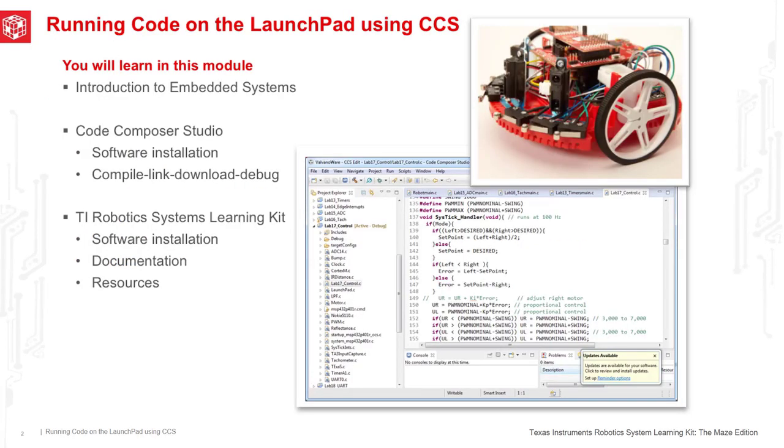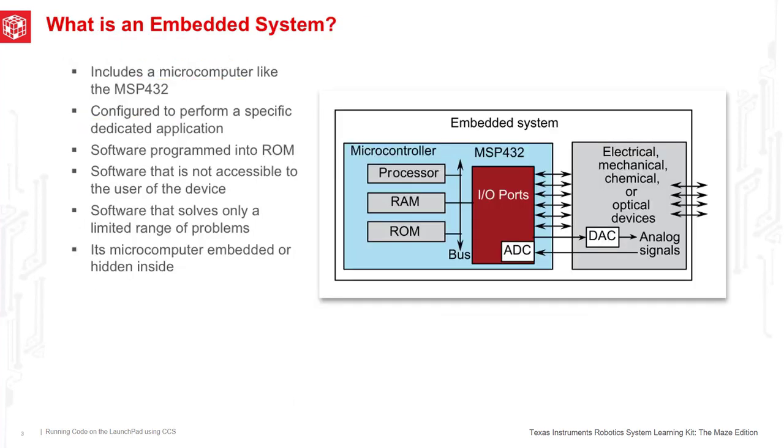So again, this is the Robot Systems Learning Kit, the Maze Edition, and in this first module, the objective will be for you to install Code Composer Studio and install the software associated with this class. Eventually, we're going to build up and get to a robot. In this particular PowerPoint, I'm just going to introduce embedded systems so you get a sense of where all the pieces of this class will fit together. All right, let's get started.